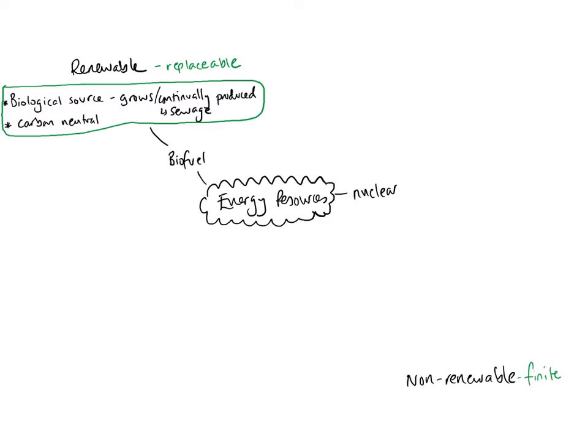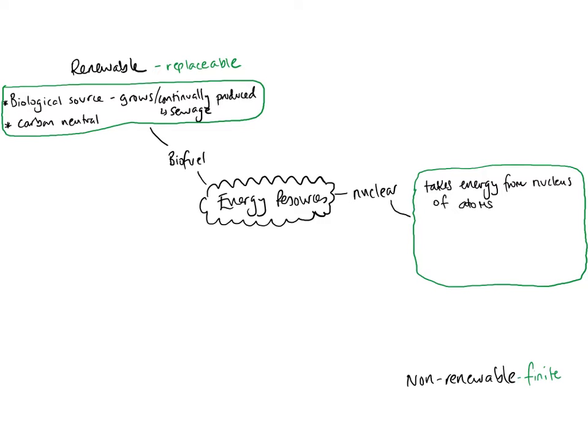Nuclear energy is often seen as renewable. However, it is non-renewable. It takes energy from the nucleus of atoms. An example of the rock used for this is uranium or plutonium. So it's classed as a non-renewable energy source because once we've used up all the energy from the rocks of uranium and plutonium, we will not be able to replace it.